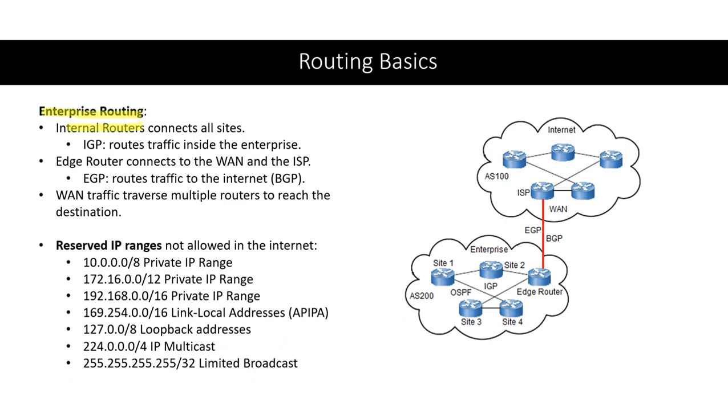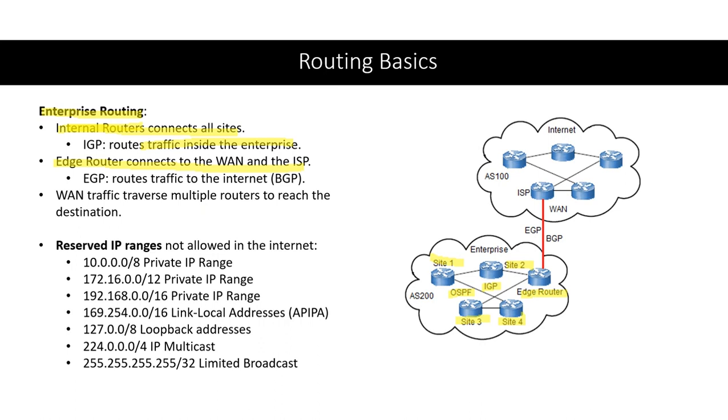So this is another view of your routing. If you have an enterprise, meaning a large network, you're going to have internal routers. Those internal routers connect sites to each other. All those sites connect through these internal routers, through whatever routing protocol you're running in the middle, with your IGP, Interior Gateway Protocol, and in this case we might be using OSPF. So internal routers are the ones that connect all your sites and route the traffic inside your enterprise.